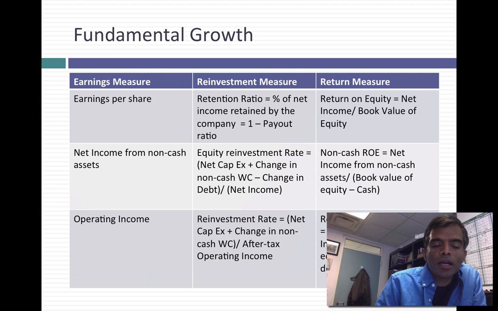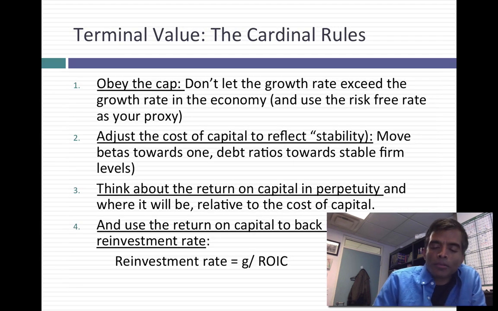Are you looking at a dividend discount model, in which case you're going to go with the earnings per share approach? Am I asking you to compute free cash flow to equity, which might be the net income from non-cash assets, or are you looking at free cash flows to the firm? Now, the other big piece of discounted cash flow valuation was terminal value. And there were four very, very simple rules that kept this number from running away from you.